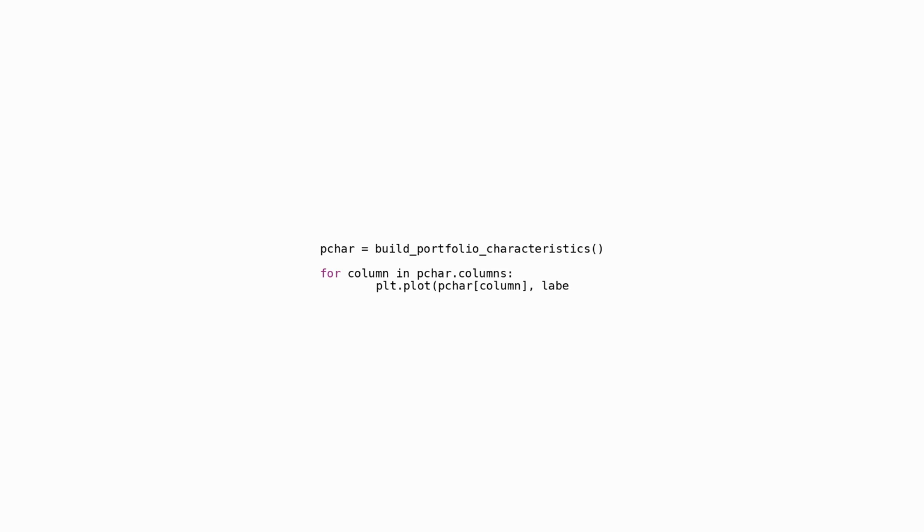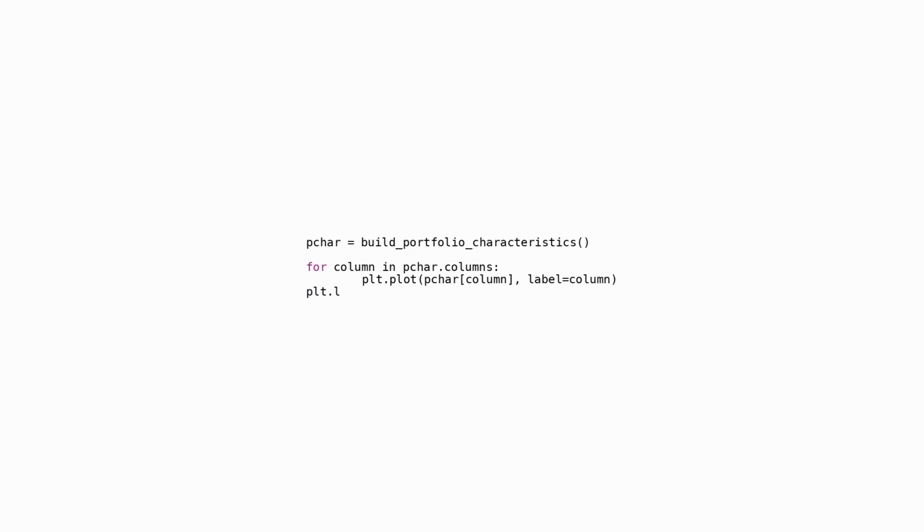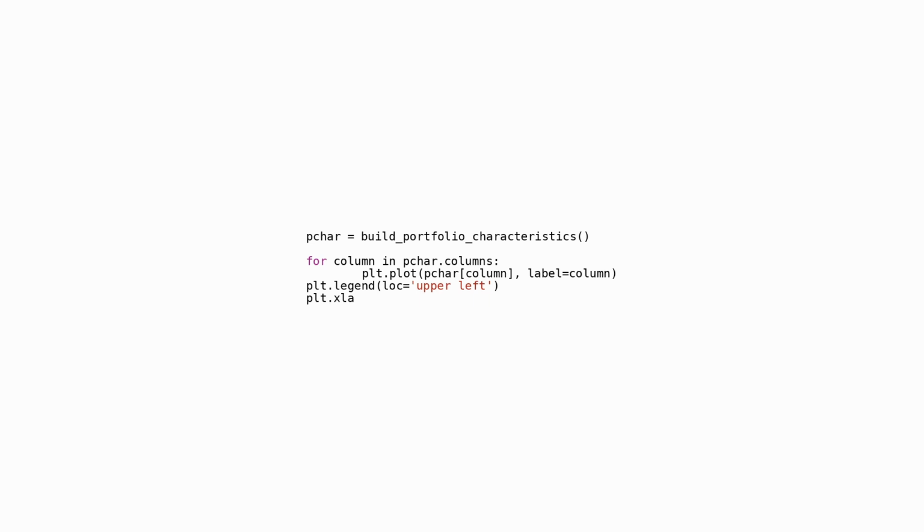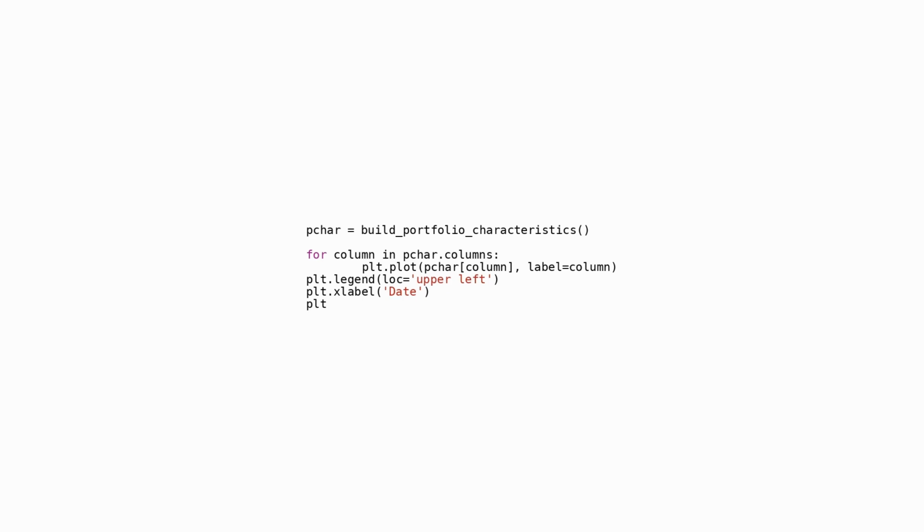Each line in the plot is labeled with the name of the column corresponding to a specific portfolio characteristic, as the label parameter is set to the column's name. The plt.legend, loc equals upper left, line adds a legend to the plot, positioning it in the upper left corner. This legend will help distinguish between the different lines on the plot, denoting which line corresponds to which portfolio characteristic.